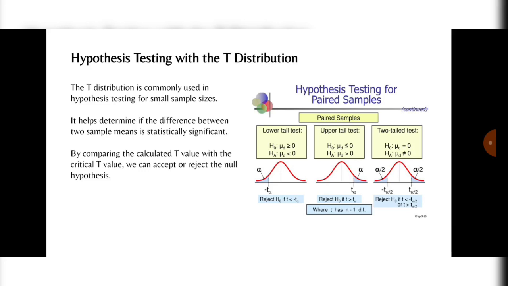Hypothesis testing with the t distribution. The t distribution is commonly used in hypothesis testing for small sample sizes. It helps determine if the difference between two sample means is statistically significant. By comparing the calculated t value with the critical t value, we accept or reject the null hypothesis.